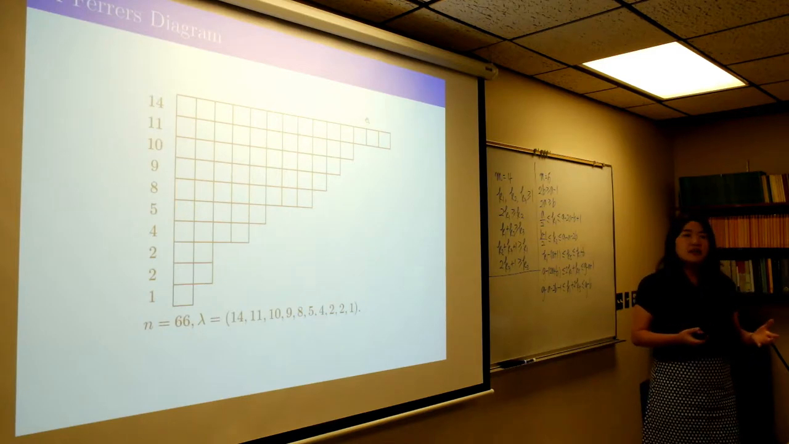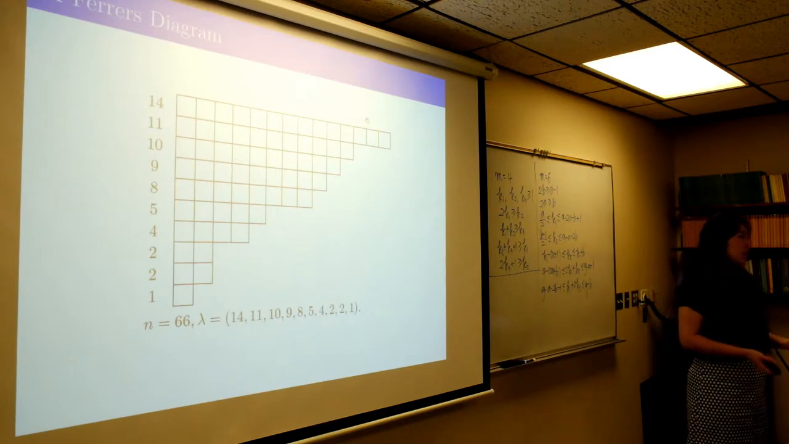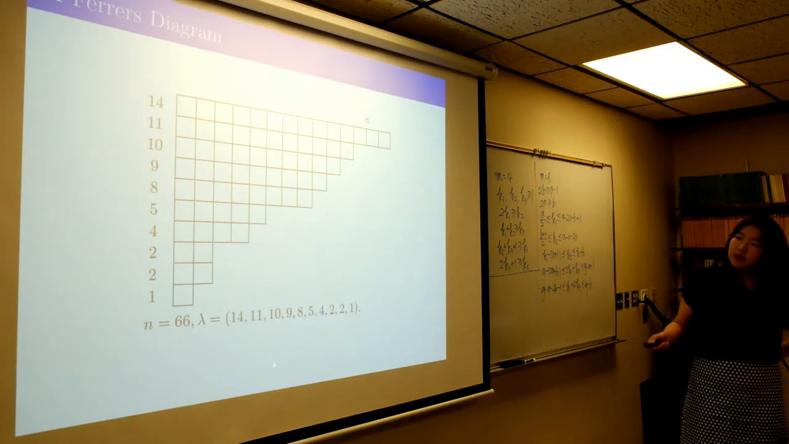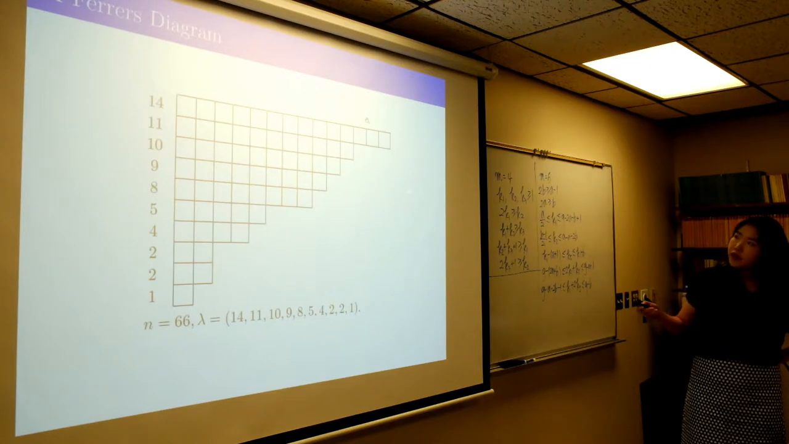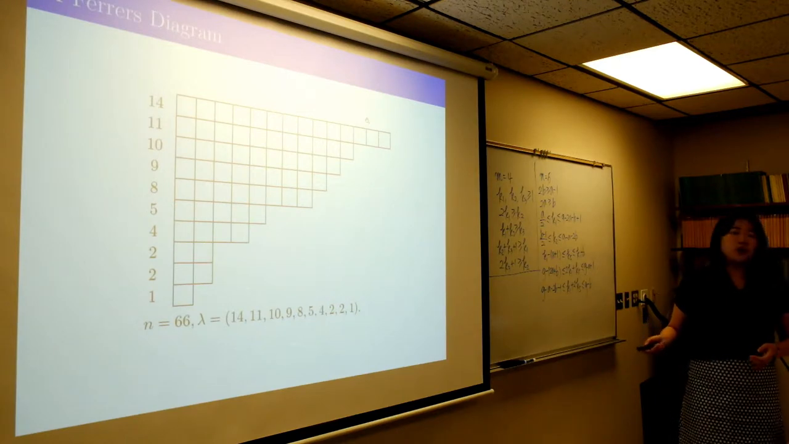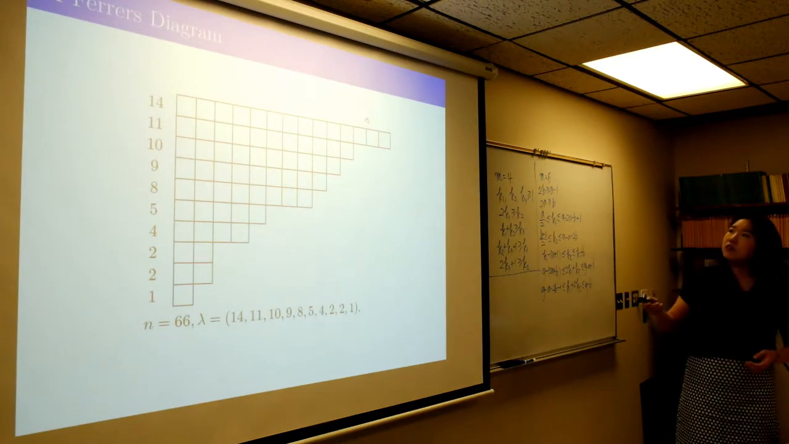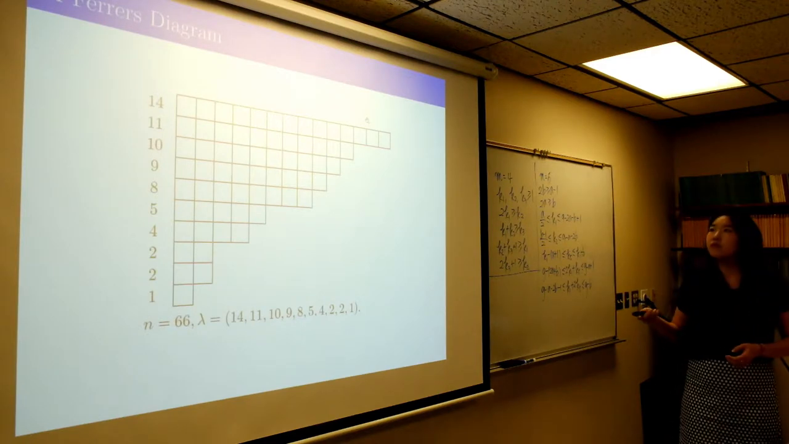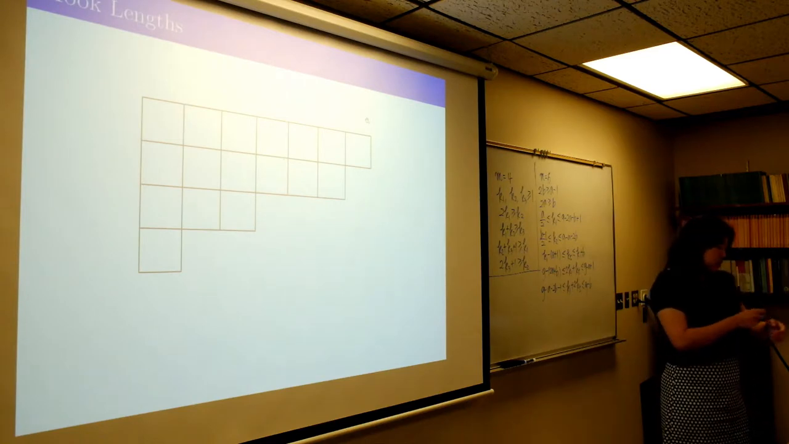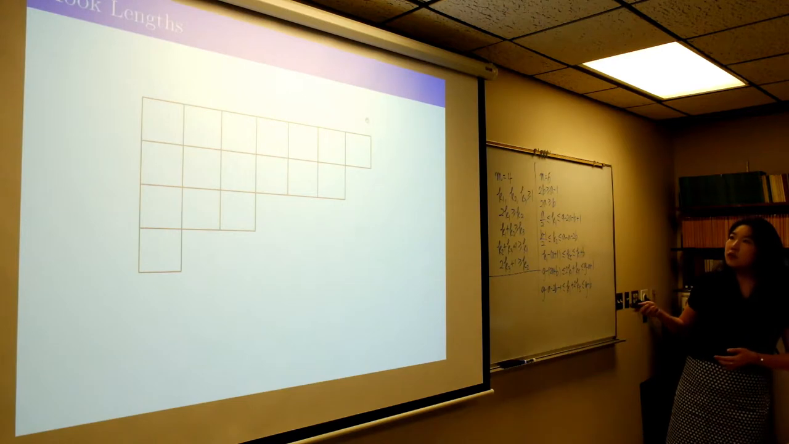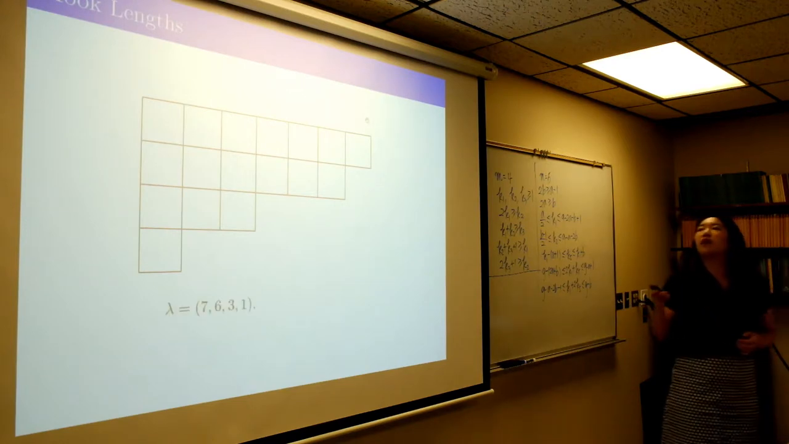We may visualize a partition using the Ferrers diagram. A Ferrers diagram is simply, for a given lambda, a row of squares for each part. So this is a Ferrers diagram of this particular lambda. Each square in a Ferrers diagram is called a cell. And for each cell, we can define a special number called the hook length, which comes from its shape.